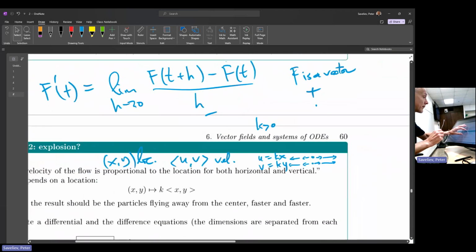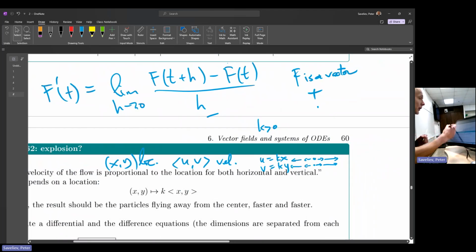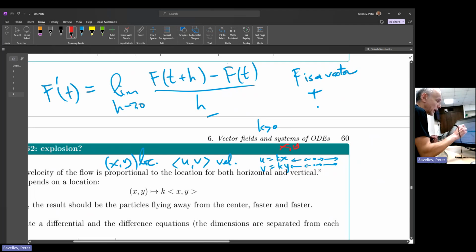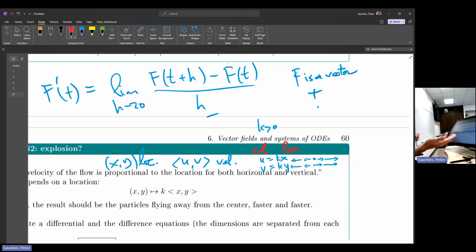So once again, the horizontal and vertical: this is my xy location, and uv is velocity. I know the location x in the horizontal direction, then I multiply it by k, and I end up with the velocity. So the end result is this kind of flow, an accelerated flow. The farther away you are, the faster you're moving. Then you do the same with y, and it has the same exact pattern.